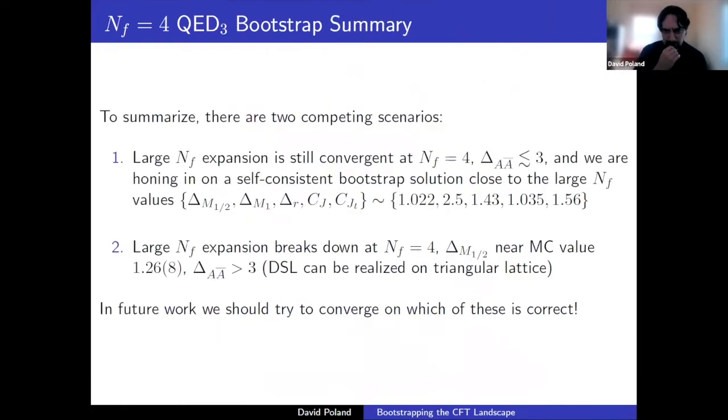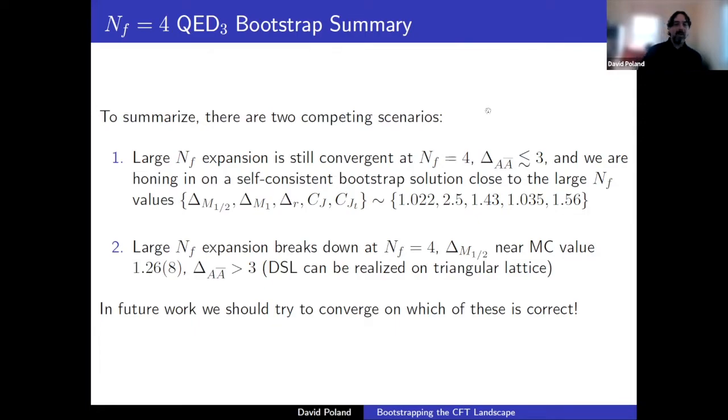And so that's one scenario. It points to AA bar being relevant, which means that Dirac spin liquids could not be realized on a triangular lattice. So if you got some, say, Monte Carlo evidence that it could be, then that would start to rule out this scenario.